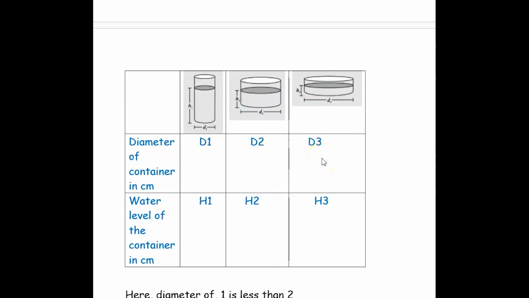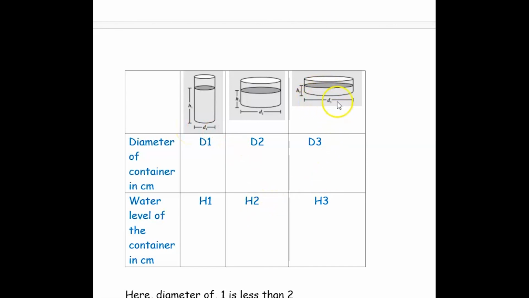It's much larger. So now if you are pouring the same amount of water, let's take 1 liter of water, since the diameter is less, let's take the height of the water in the container as H1. Now the same 1 liter of water we are pouring in this container. Since the diameter is more, the height of the water level will be less compared to the first one. So let's take that as H2.